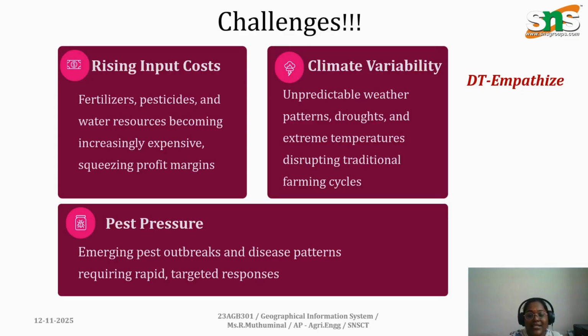The main challenges that we face are rising input cost, climate variability, and pest pressure. In order to identify the input cost, we have to collect data related to fertilizers, pesticides, and water resources that are becoming increasingly expensive and squeezing profit margins. Emerging pest outbreaks and diseases also need a rapid and targeted response. Unpredictable weather patterns, droughts and everything play a major role in crop monitoring.